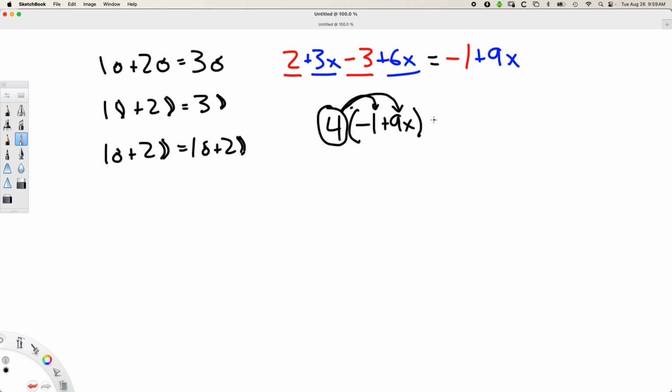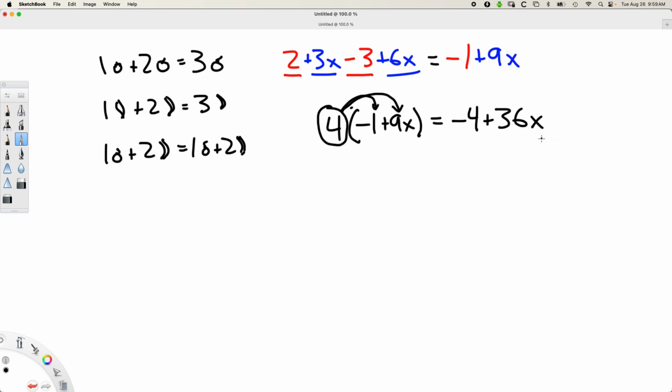So if I do this out, 4 times negative 1 is going to be negative 4. And 4 times 9x, 4 times a positive is going to be a positive, and 4 times 9 is going to be 36, so that's 36x. Okay, so that's the distribution property. And then finally, I might want to make this thing simpler. I might want to factor it.